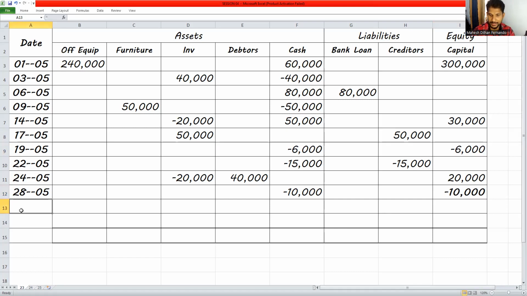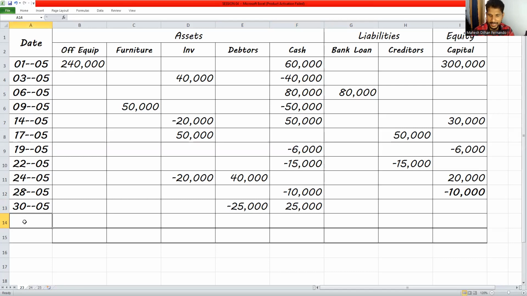After 28th, 30th of May, received 25,000 from debtors. Cash plus 25. Why? The business has received 25,000 in cash. Now who settled this? Debtors. Debtors minus 25,000. So simple.